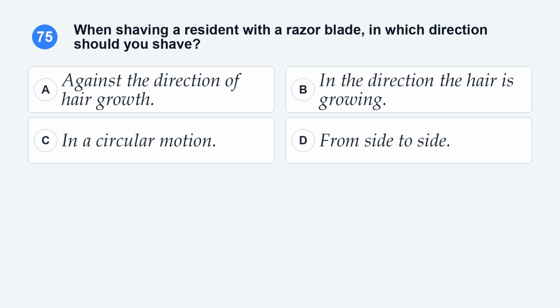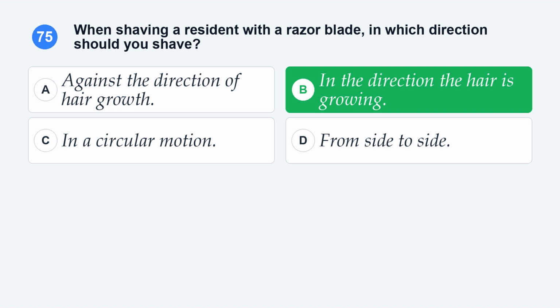Question 75. When shaving a resident with a razor blade, in which direction should you shave? Option A. Against the direction of hair growth. Option B. In the direction the hair is growing. Option C. In a circular motion. Option D. From side to side.